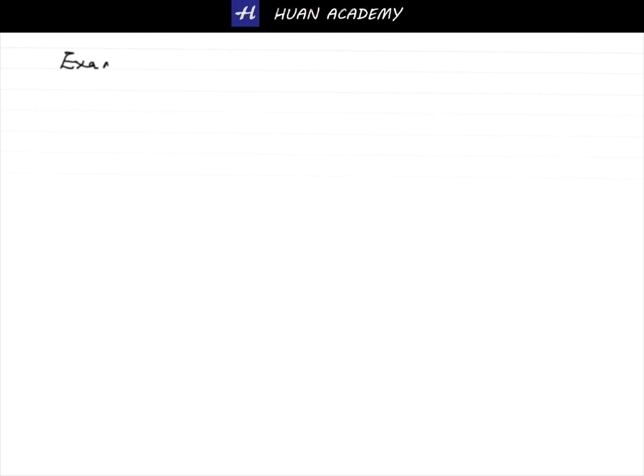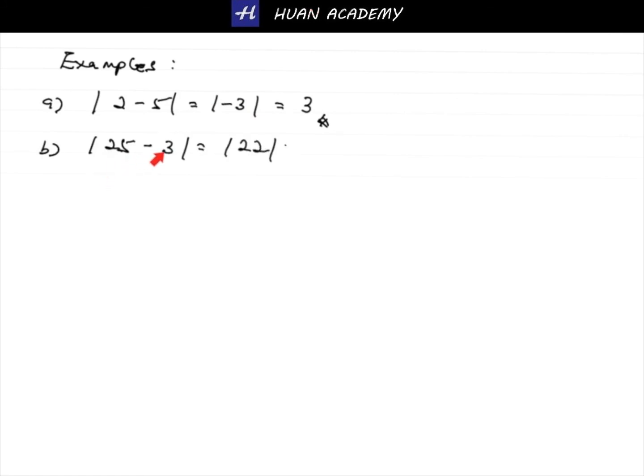Okay, next, let me give you some examples to enhance your understanding. The first question, A, is what is the value of modulus of 2 minus 5? Since 2 minus 5 is negative 3, and modulus of negative 3 is 3. You know how to get 3 because you put a negative in front of the negative, you get positive. For the second question, 25 minus 3 is positive 22. So modulus of 22, of course, is 22.